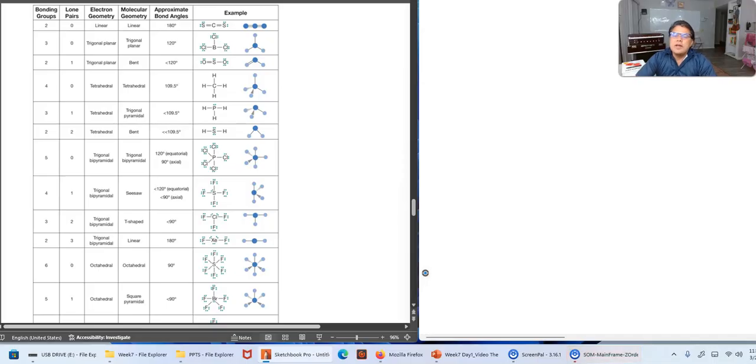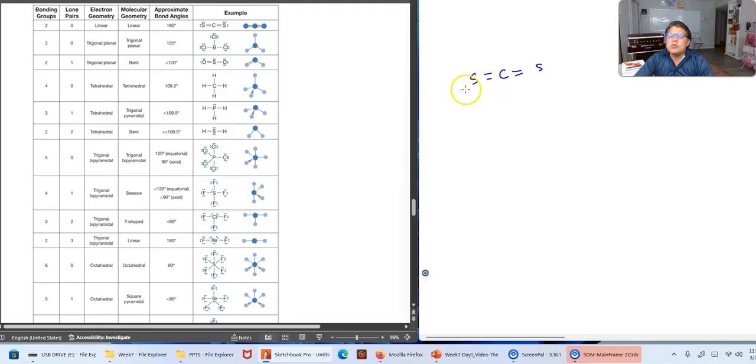So now for the VSEPR theory, if you have two bonding groups and the lone pair is 0, then the molecular geometry is linear and the approximate bond angle will be 180 degrees. Okay, guys, let's see that: CS2.